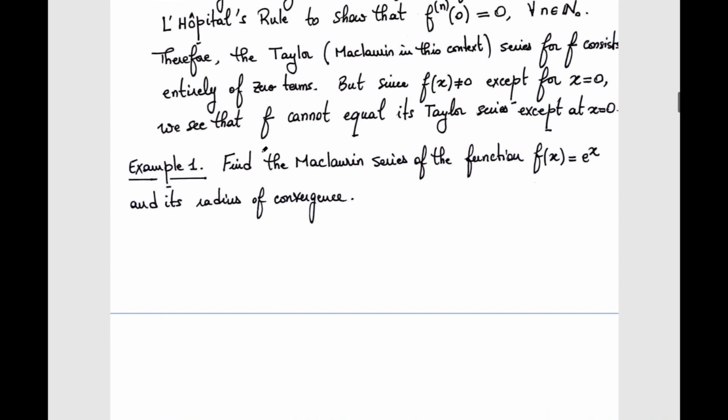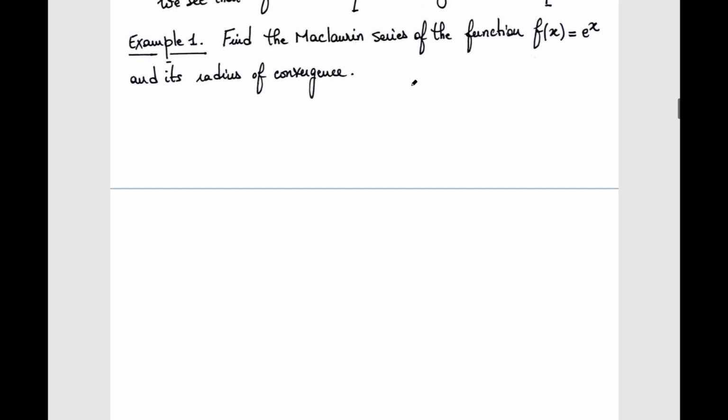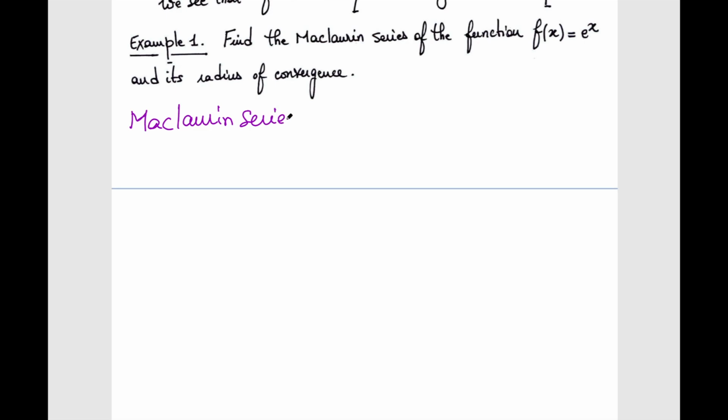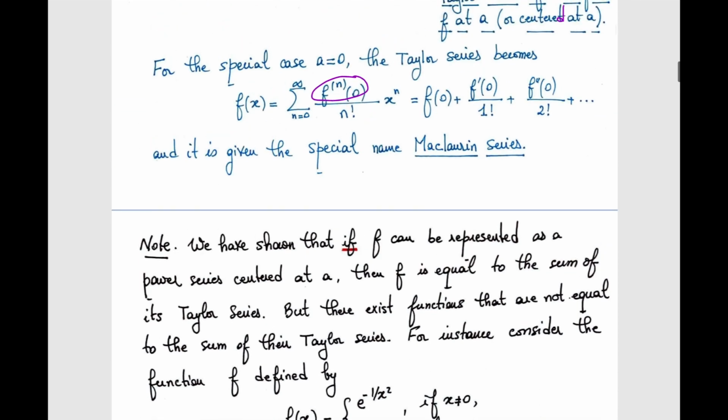All right. Example 1. Find the Maclaurin series of the function f of x equals e to the x and its radius of convergence. So what's the Maclaurin series of f? Well, it looks like this, right? By definition. Correct? So I'm talking about this right here. All right, let me erase this guy. So I'm talking about this guy, right?